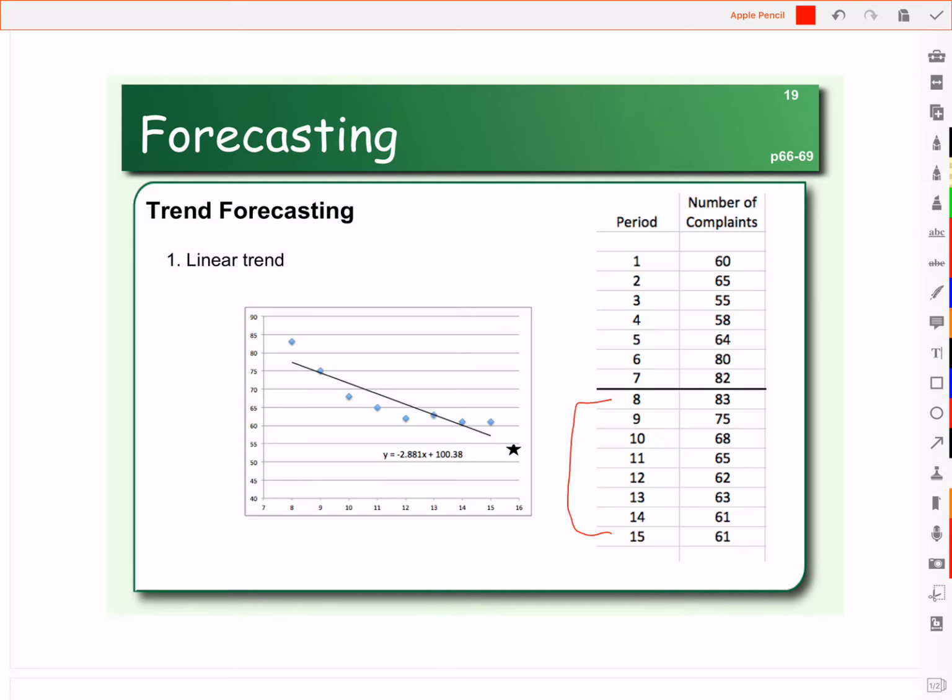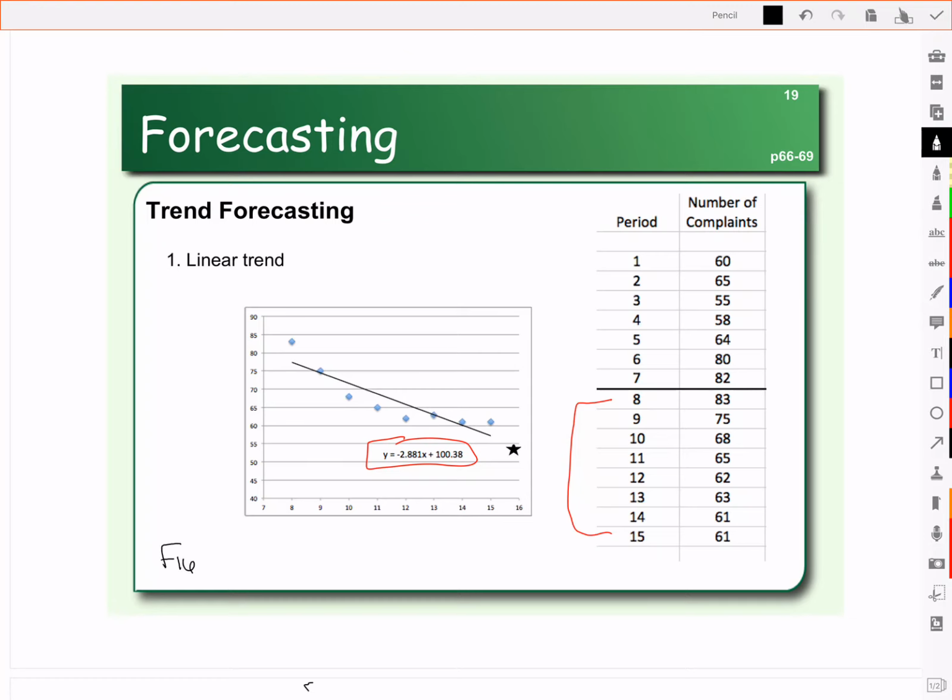So in Excel, we have fitted a linear trend line to this, and we have asked Excel to give us the formula. So here we have the formula, and please see the other video on using Excel for how to get that. Once you get this formula, you can then use it to forecast the number of complaints in period 16.